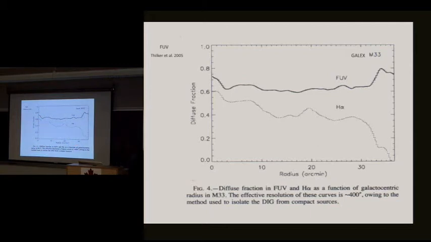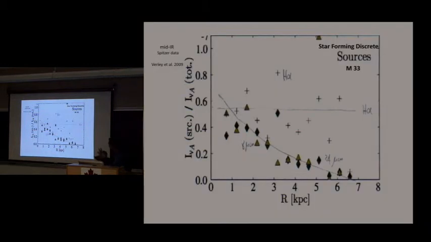So the previous slide was for the disk-average diffuse emission at optical wavelength. This is for the FUV, and this also exists for 24 micron. This is a recent result from Verli et al. using Spitzer data. What they tried to show is that they measured the star-forming regions, which they call discrete sources, and they plotted the fraction of the emission coming from these discrete sources. It seems like that fraction goes down as you go from the central part to the outside of the galaxies.